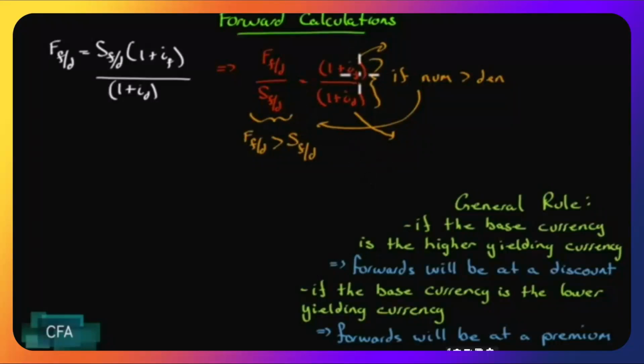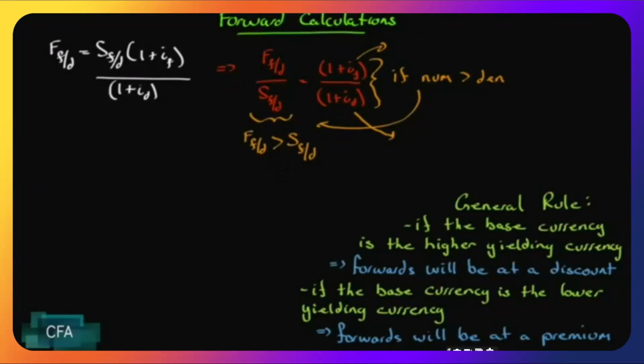If the interest rate in the foreign currency country is higher than the interest rate in the domestic currency country, we will have a situation where this side of the equation has a numerator that's greater than the denominator. Because it's an equality, the numerator here must be greater than the denominator here, hence the forward rate must be greater than the spot rate.